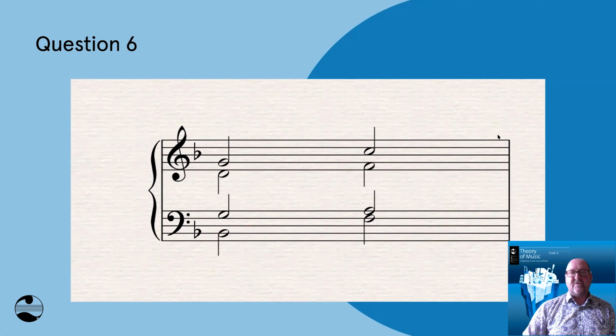The interval that the bass moves, it goes up a fifth from B flat to F, and the soprano goes up a fourth, G to C. So they're not consecutive fifths, they are hidden fifths. Well done, everybody. You've obviously really done your swatting for this one. And I think we've got one more question.